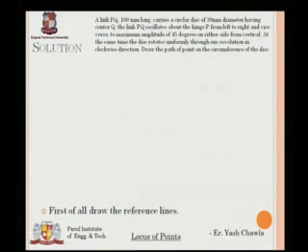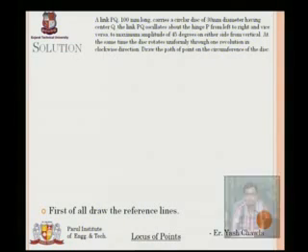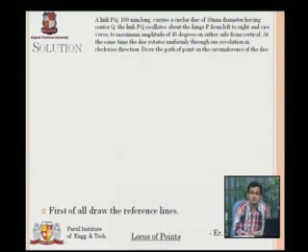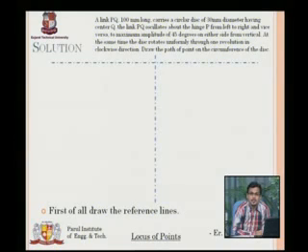Okay, again the same old story. First draw the reference lines. Now there will be two reference lines, one horizontal and one vertical. This is the horizontal line. Why have I drawn this? I have drawn two quadrants because I need oscillations in both the quadrants.